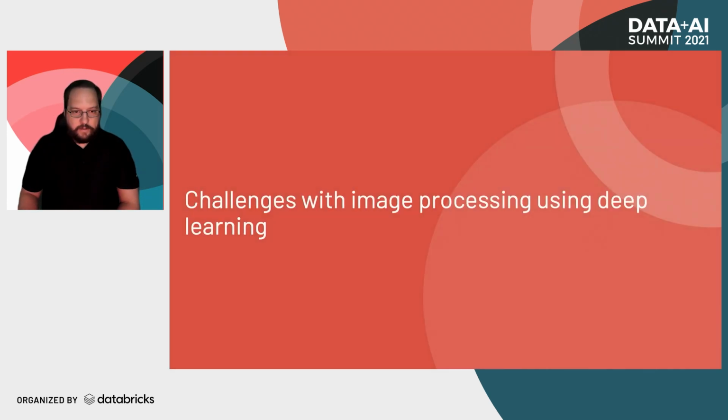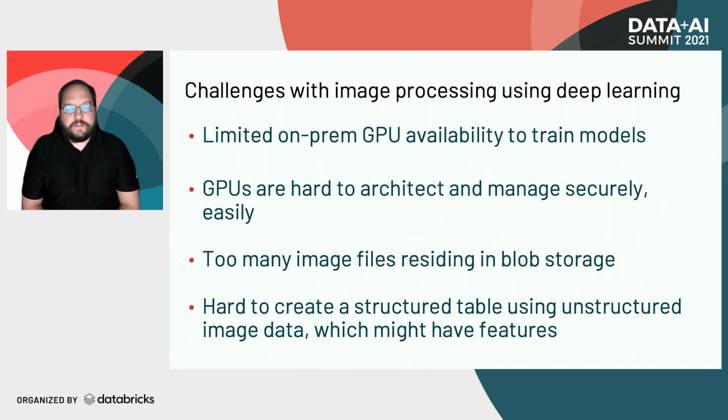So why is image processing difficult, we might ask? Just a few challenges here that I've seen. With limited on-prem GPU available, sometimes it's super expensive to pull it in. It's a commitment. Once you develop a solution, all of a sudden to scale out, you need to buy even more GPUs. And then GPUs get updated, and then you're kind of stuck with that same hardware. GPUs are sometimes hard to architect and manage securely.